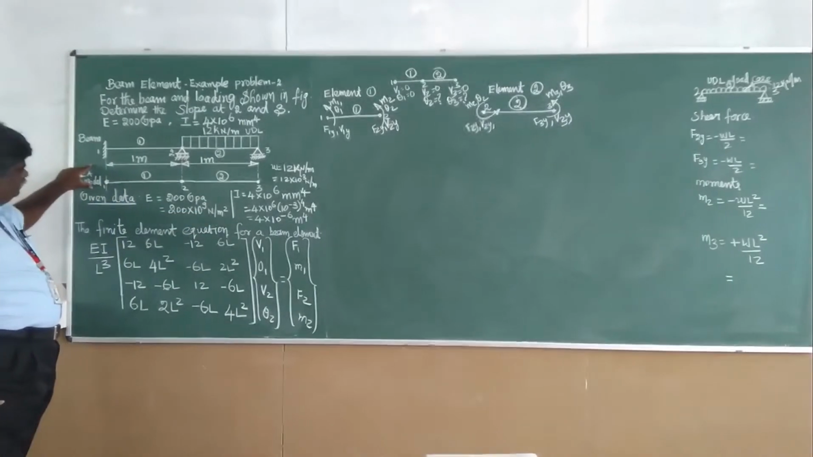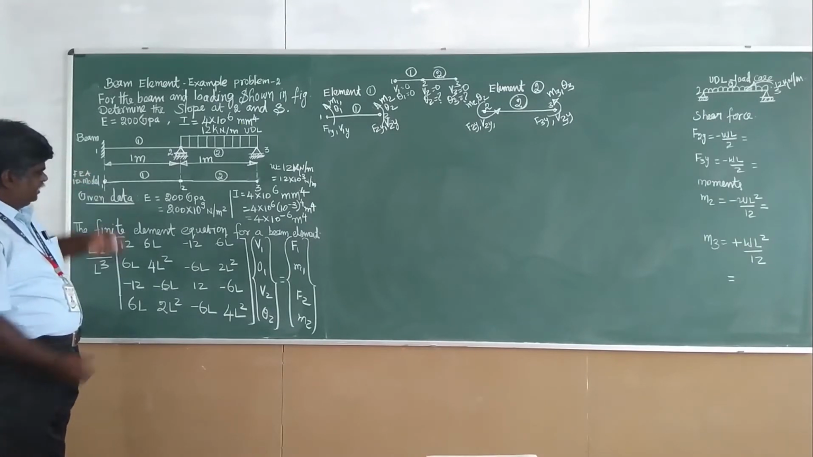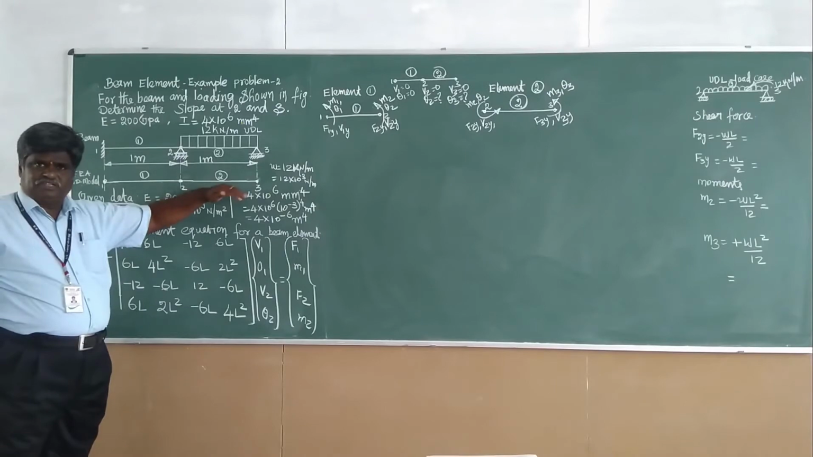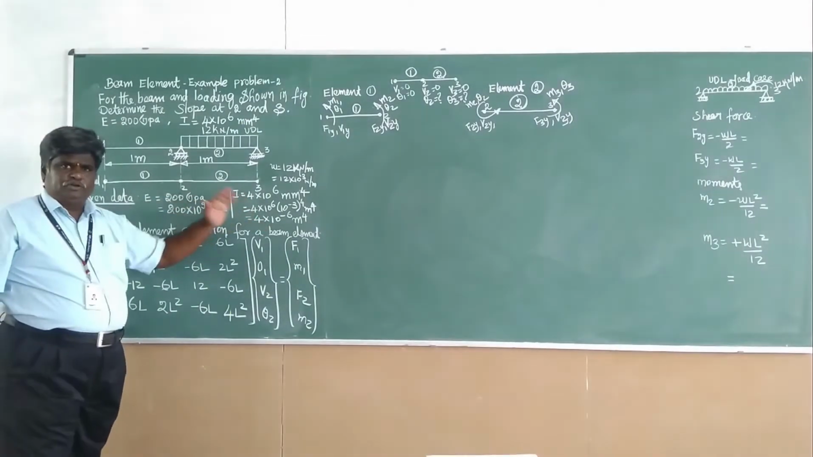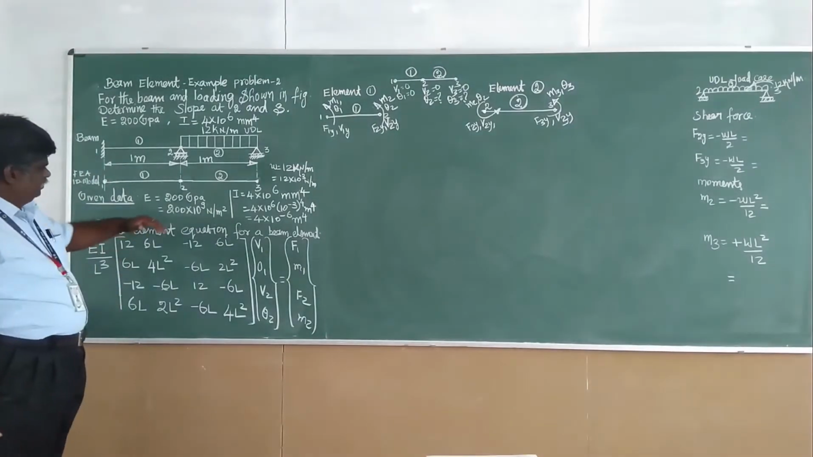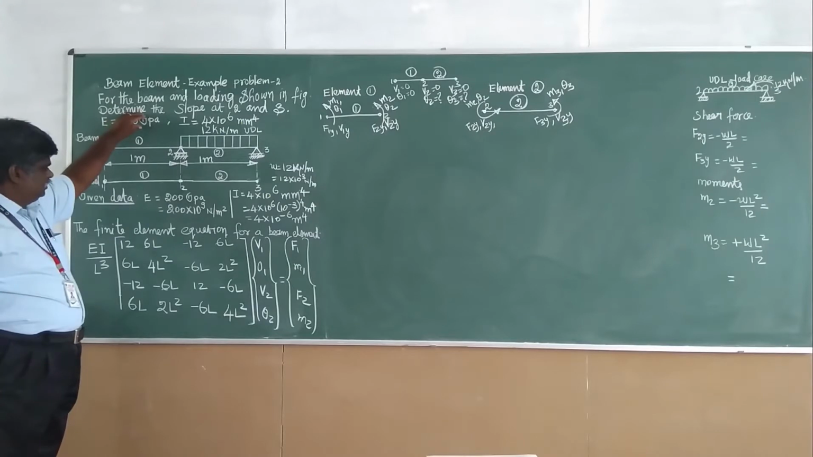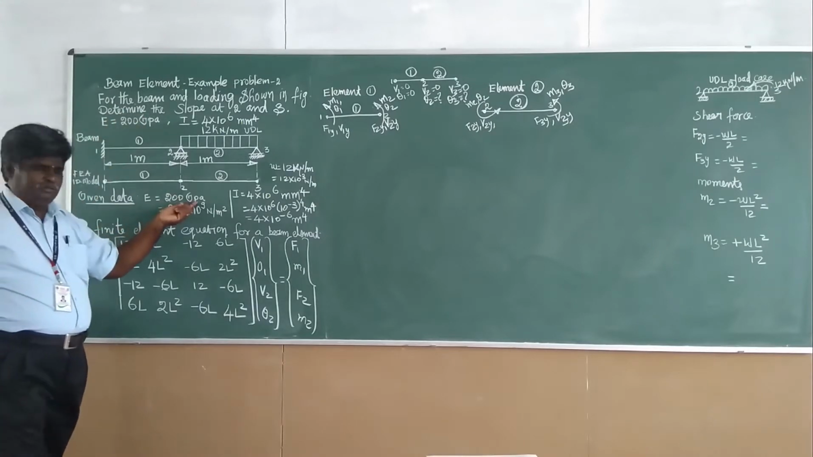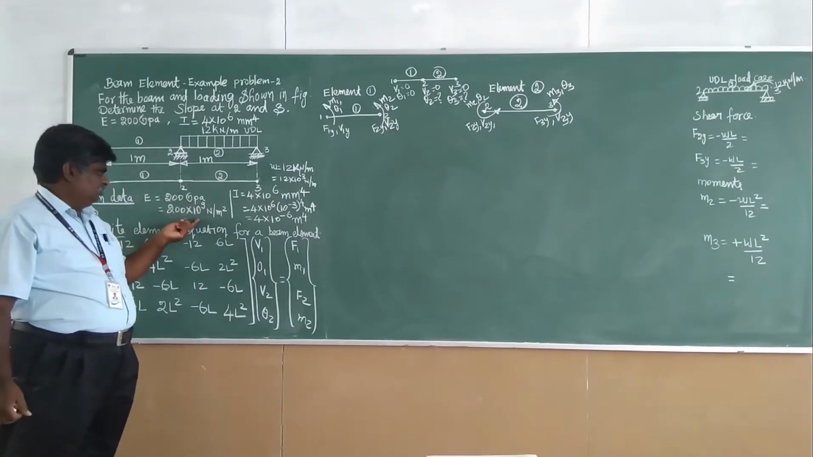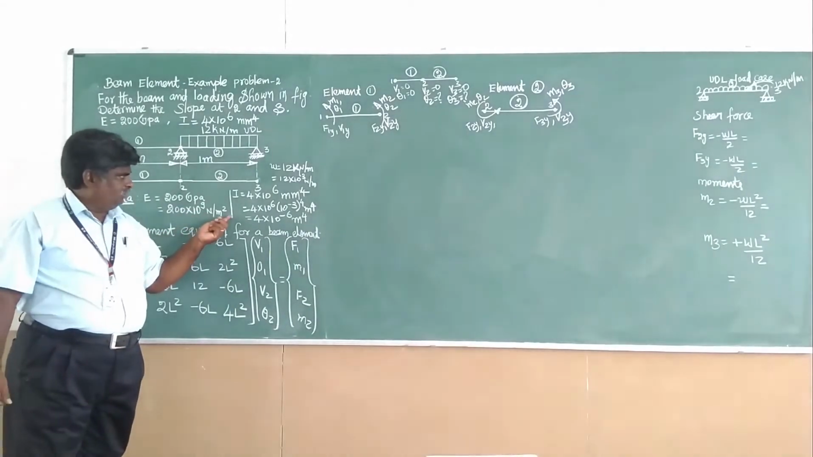So first we have to analyze the units. First, convert everything to meter units. The given data: Young's modulus is 200 gigapascal. 200 gigapascal is 200 into 10 power 9 pascal. 1 pascal is Newton per meter square.